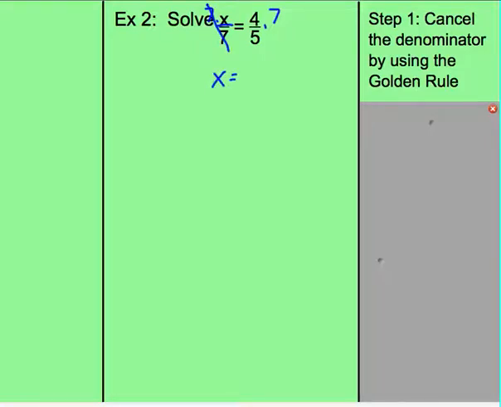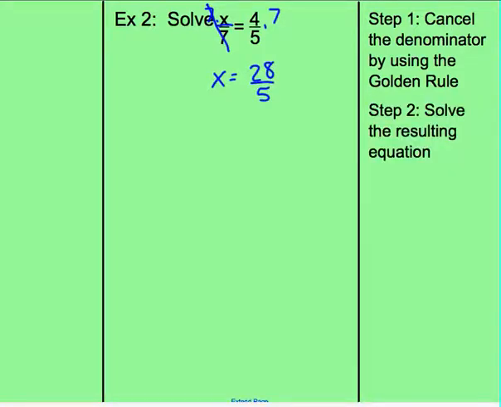Over on the right-hand side, this time I don't have any common factors with my numerators or my denominator. 4 times 7 gives me 28. 5 stays in my denominator. And again, the resulting equation is already solved for. I've got x alone.